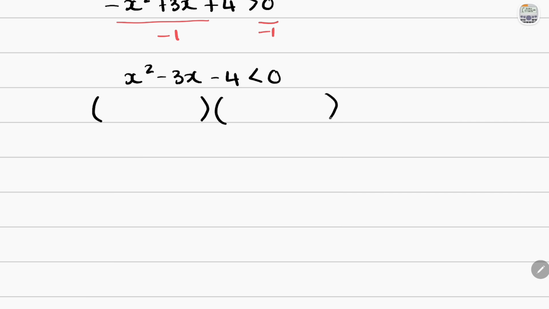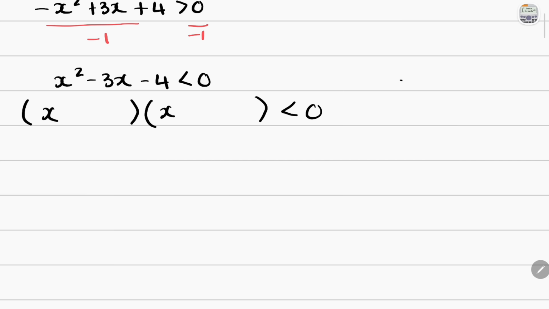So we open up two brackets, still less than 0, and we're going to look at the first term. So what times what gives you x squared? That will be x times x, and then what times what gives you negative 4, okay? But when added, will give you a negative 3. So factors of negative 4, 4 times 1 gives you 4, okay? So one of it needs to be negative, clearly, for us to get a negative 4.